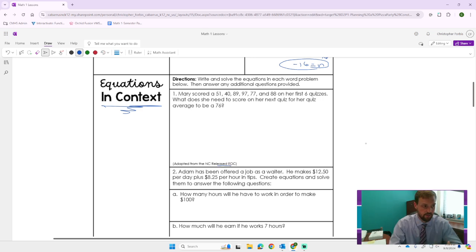Remember how to find average. Average value is when you just add all the numbers up and divide by how many you have. Okay, so we have 6 quizzes, and it wants to know what we're going to have to score on the next quiz, so that's our 7th quiz, for her to average 76. So the formula is adding everything up and dividing by the number of values.